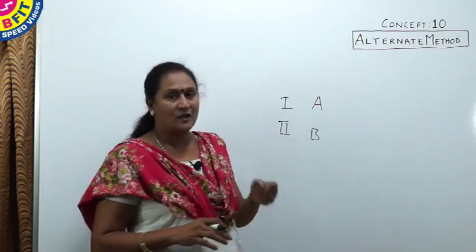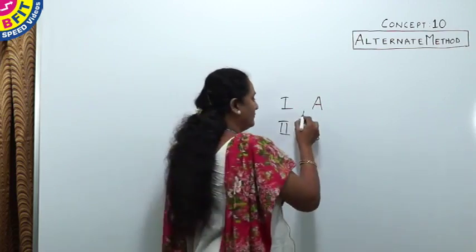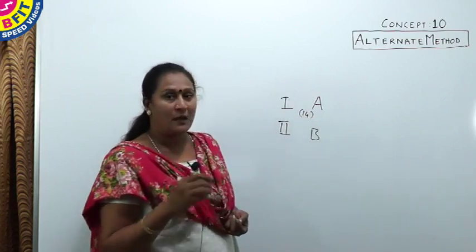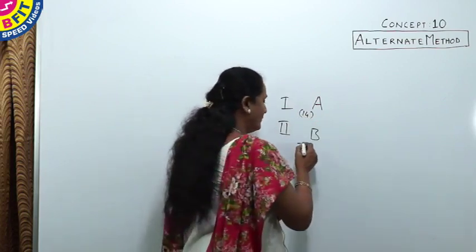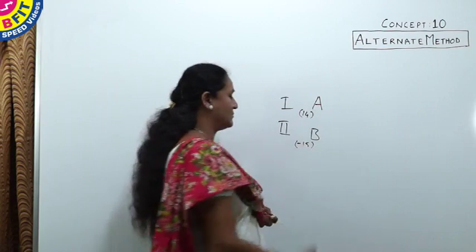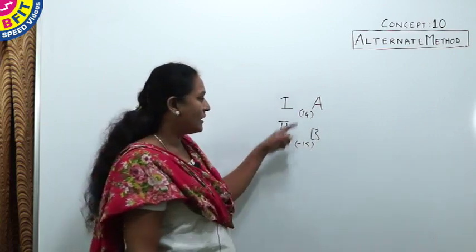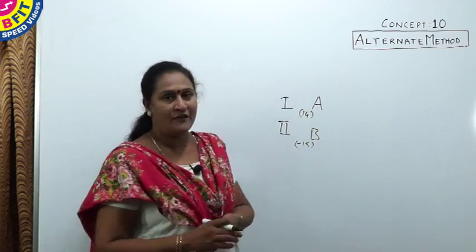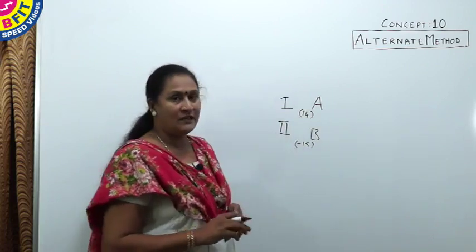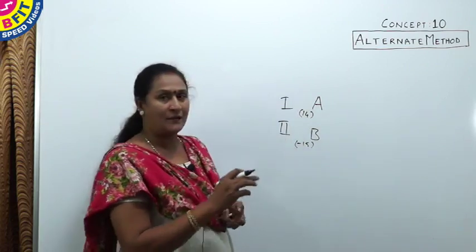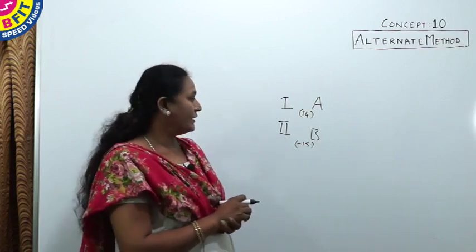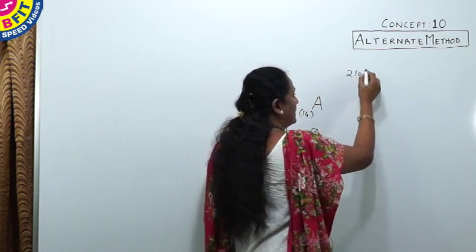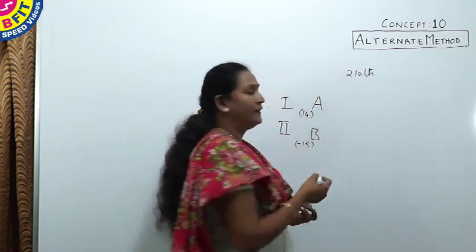So what is the time taken by A to fill the tank? 14 hours. So what is the time taken by B to empty the tank? 15 hours. So we will take it as minus 15. So what is the LCM of 14 and 15? 14 and 15 have no common factor, so the product will be the LCM of these two times taken. So 14 into 15, it is 210. So we will assume that there is a tank of 210 liters.